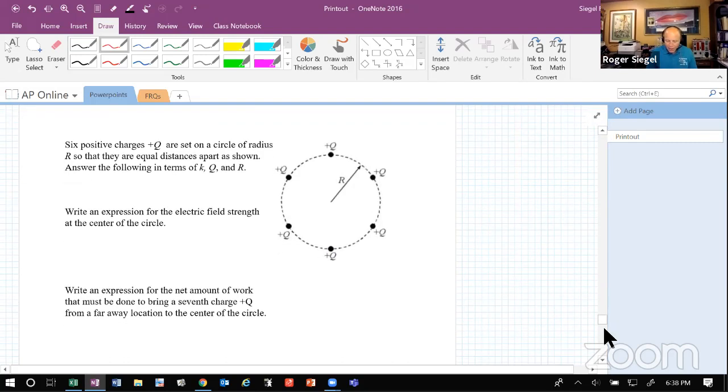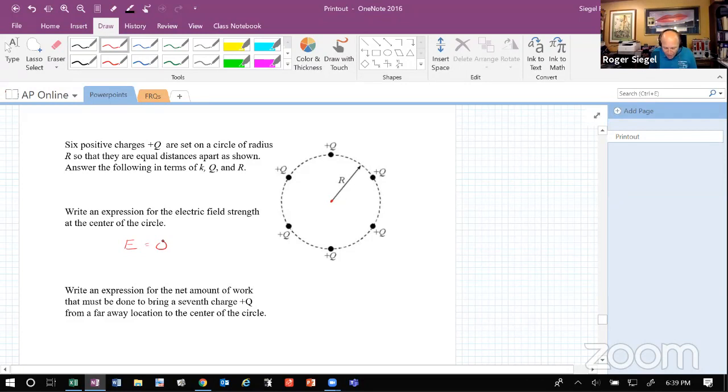All right, here we go. Now, this one is a problem that we have to think a different way to do, different than the square. Why? It says 6 positive charges are set in a circle of radius r, equidistant apart as shown. Answer the following in terms of K, Q, and R. Write an expression for the electric field strength at the center of the circle. Well, I think you could easily convince me that due to symmetry, the E at the center of the circle is 0.